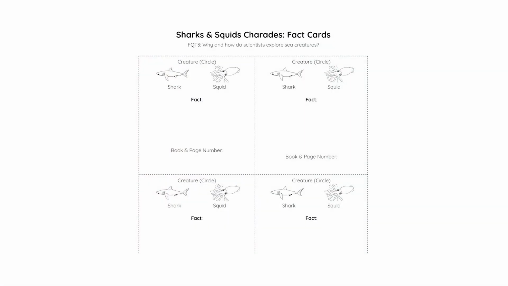You can use charades for any unit or lesson plan throughout the year, or even as a fun brain break if needed. For this activity, students will use their Sharks and Squids graphic organizer to gather at least 2 ideas from the text explaining why it's important to study sharks or squids. Students choose one of their facts to act out silently for their peers. The rest of the class must guess what piece of text evidence the student is referring to and which animal it connects with in their charade performance.